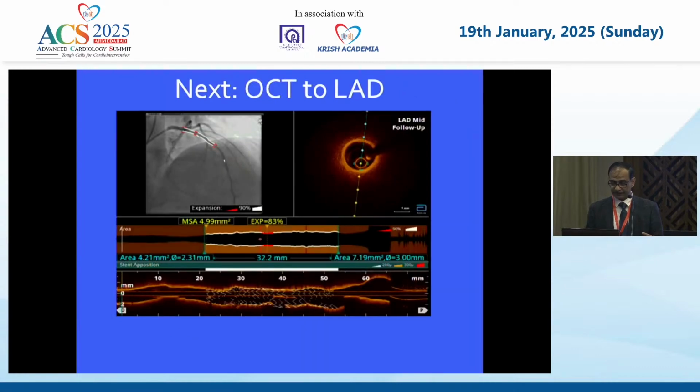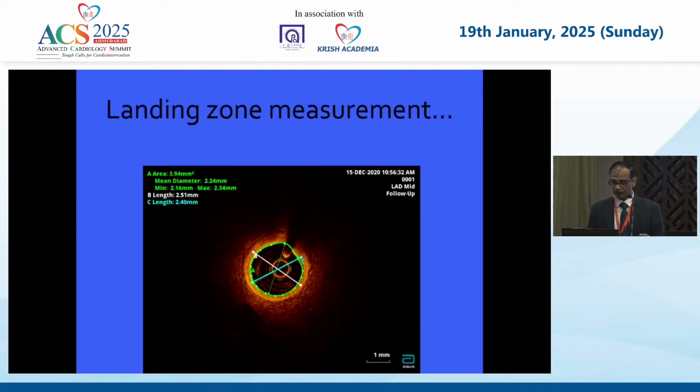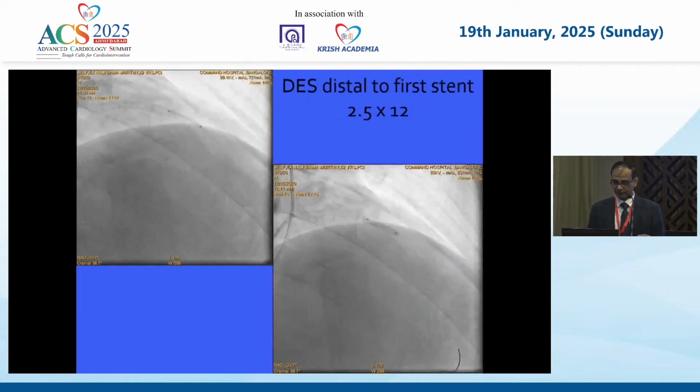So we went ahead and did an OCT, and you'll see in the OCT that as we come closer to the edge of the stent, I let it run. You can see there. You can see an edge dissection that was not picked up. This was done at the time of the primary. And that was exactly where the step up was. So we went ahead and fixed that with another small stent. This time looking at the size.